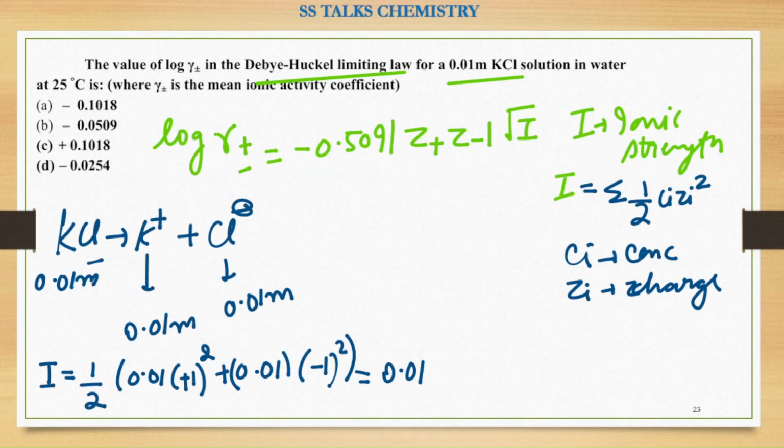So what we wanted to find out was the value of log gamma plus minus, and we have got it as minus 0.0509, that is option B over there. Okay.